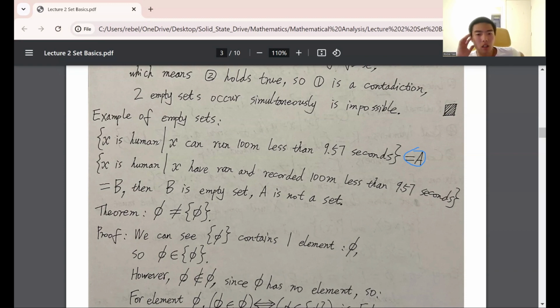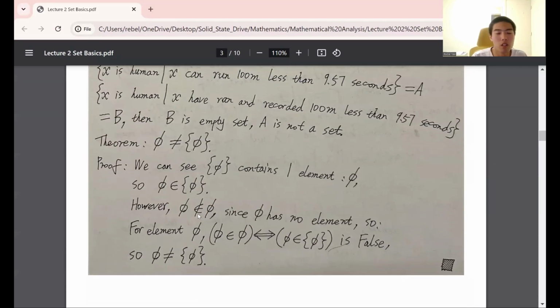Well, I would say it's not a set because this is not a proposition. Who can run 100 meters in less than 9.57 seconds? Because the word "can" is not defined. We know Usain Bolt runs 9.58, which is the world record, but some human beings might run faster and it's just not recorded as a world record. So A is not defined, but B is a defined set. X is a human that has run and recorded 100 meters in less than 9.57 seconds. That is defined, and it's empty because the shortest time is 9.58, which is greater than it, so less than it is impossible. So here's an example of an empty set.